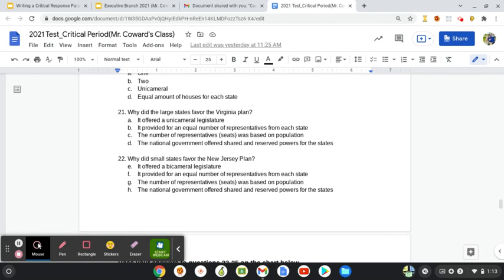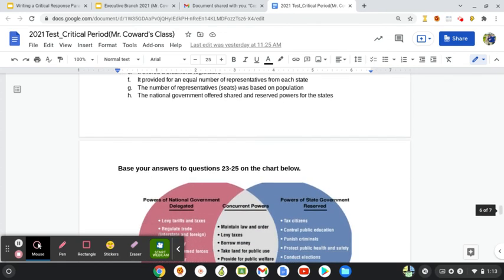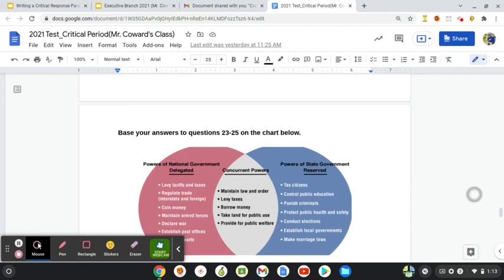Number 22. Why did small states want the New Jersey plan? It offered a bicameral legislature, provided for an equal number of representatives from each state. The number of representatives or seats was based on population, or the national government offered shared and reserved powers for the states. Okay, 23, 24, and 25 are based on this chart.